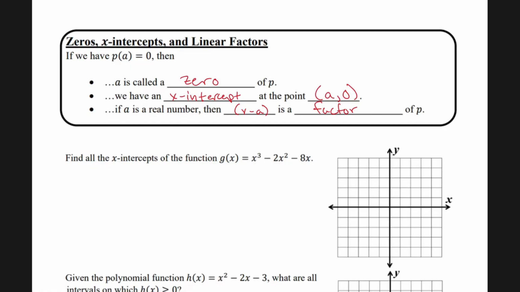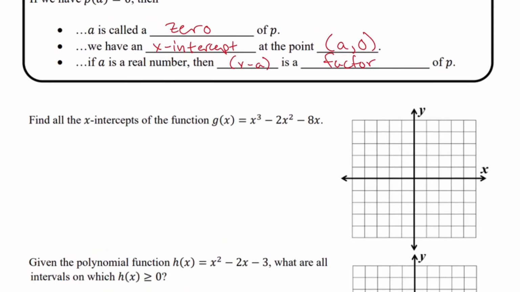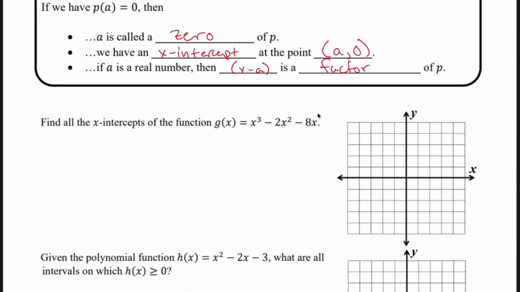All right, now what we're going to do is use this information to try to graph this guy right here. I'm not running to my calculator. I don't need to, so I'm just going to do this. One thing I see right away is this is factorable. I can rip out an x, so I can rewrite this as x times the quantity x squared minus 2x minus 8.